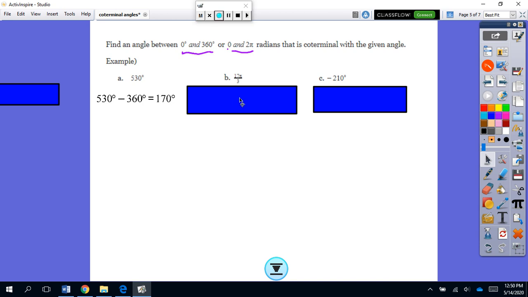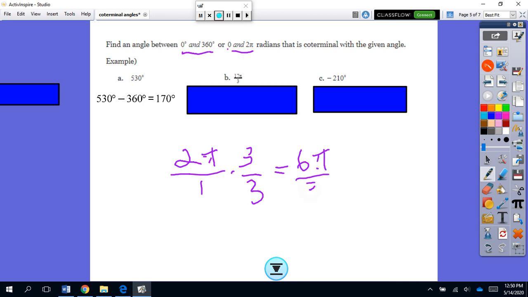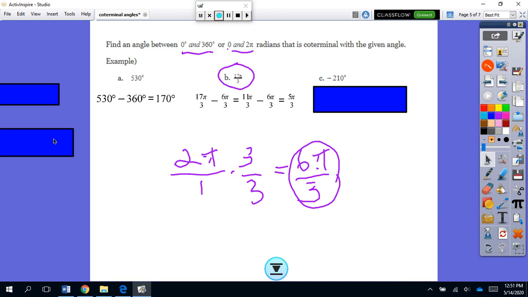Now, what if I give you radians? Well, first I have to change this 2 pi over 1 times 3 over 3, so I'm going to get 6 pi over 3. Notice 6 pi over 3 is one time around the unit circle. 17 pi over 3 is more than that, so I'm going to subtract 6 pi over 3 from 17 pi over 3 till I get the angle that I want.